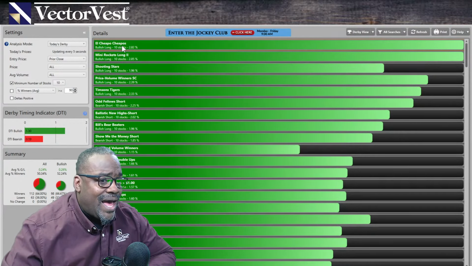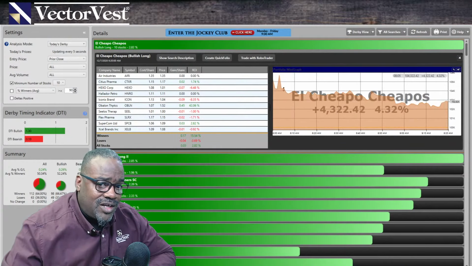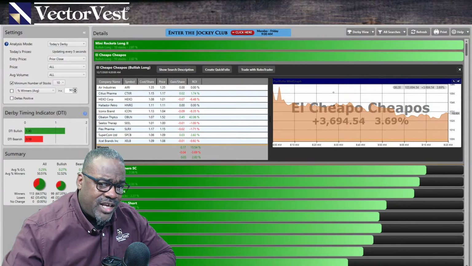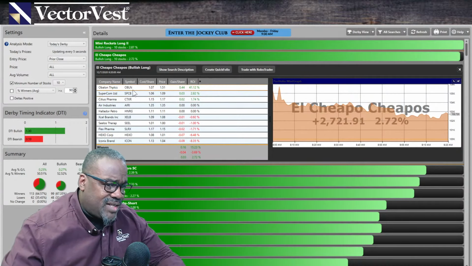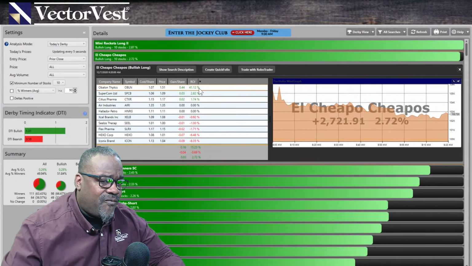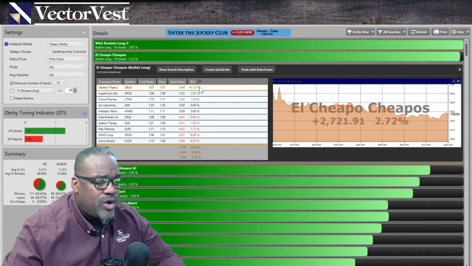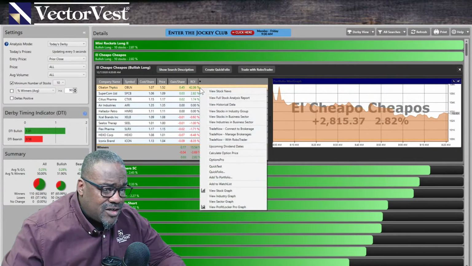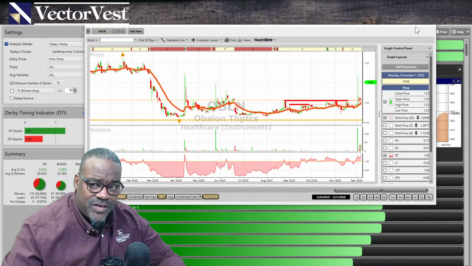So if I click on it, look at the equity curve of this search. I see that all 10 stocks started off, but they started pulling back down. Well, why is it moving? Because I got a stock in here, OBLN, that's up 41% pre-market. So what do I do? Now I take a look at the stock. I right-click on it. I view the stock graph. Let's go see what it looks like.